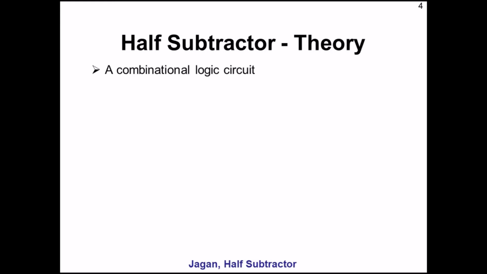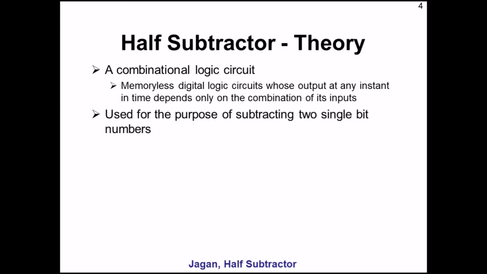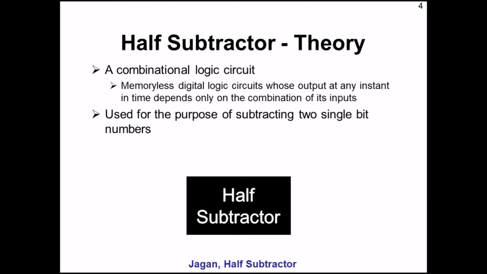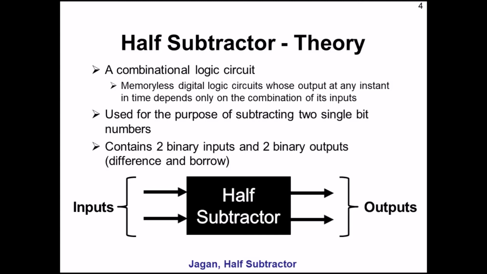Let's see the theory. So, half subtractor circuit is a combinational circuit where you don't have any memory and the output at any instant of time depends on all combinations of your input. Basically, it is used for subtracting 2 single binary numbers. If you take the half subtractor module, you will be having 2 binary inputs and 2 binary outputs. So, difference and borrow. So, you have 2 inputs, 2 output system, right?